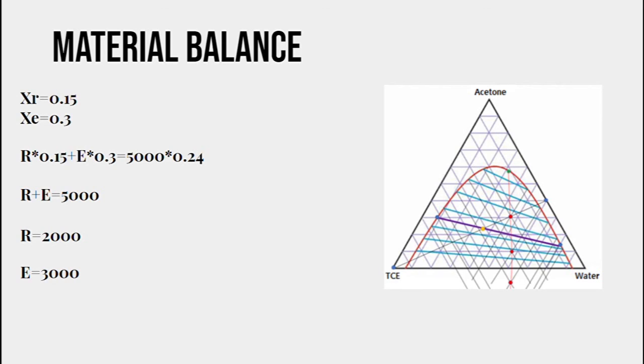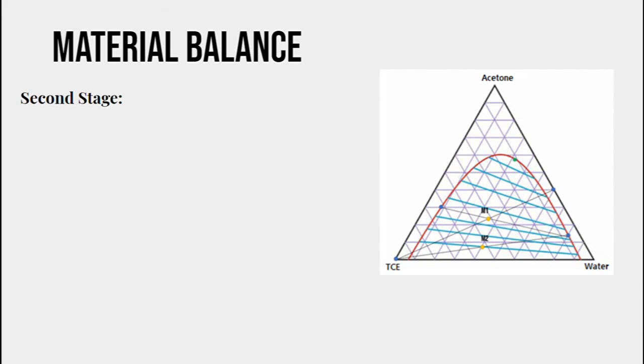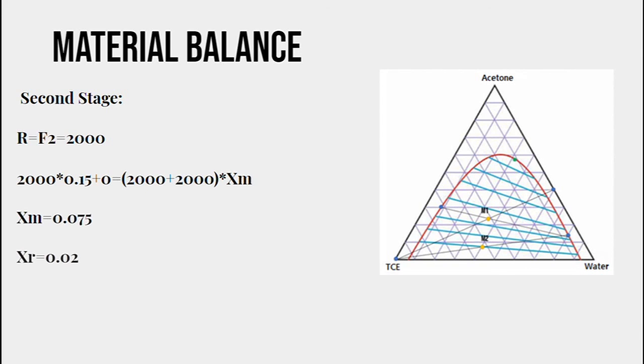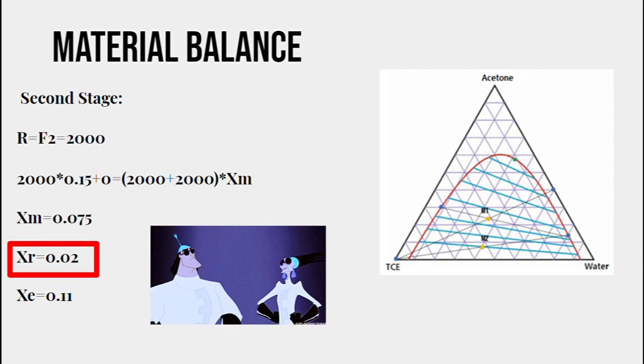As the composition of the raffinate hasn't reached the desired composition, a second stage needs to be used. This time, the raffinate from the first stage is the feed of the second stage. Finding the endpoint and repeating the steps until the acetone fraction in the raffinate is found, we have that x equals 0.02. Thanks for watching.